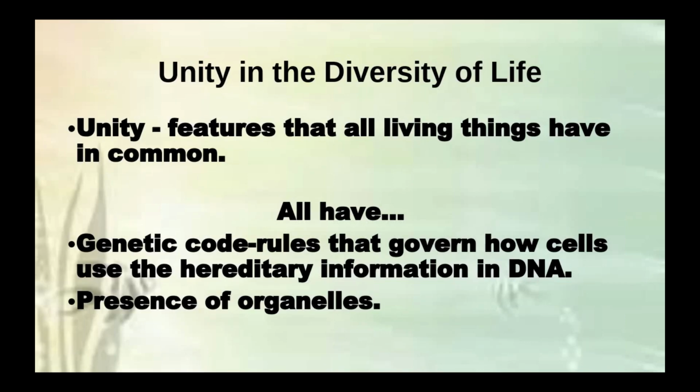So looking at what's called unity, that would be traits or features that things have in common. So you can look at unity in individual humans. What do they have in common? Simple things like fingers and toes, or even things as far as maybe organs, heart, lungs. But when we're looking at organisms, we all have a genetic code in common that dictates the heredity or the genetic information that organisms have. And we also all have organelles.